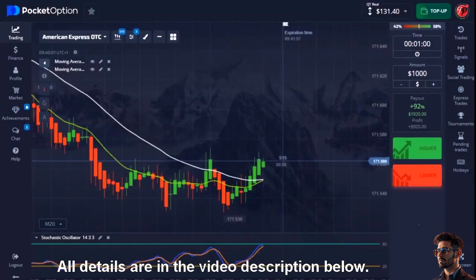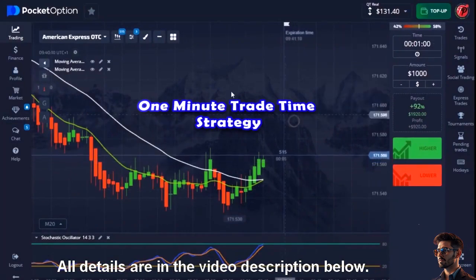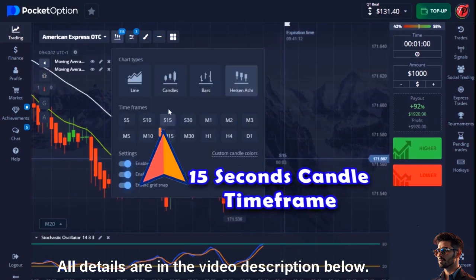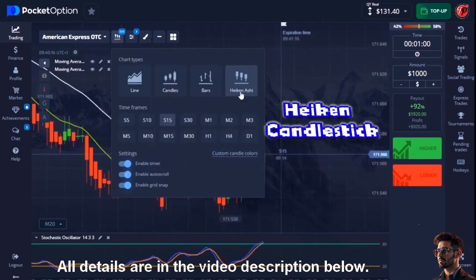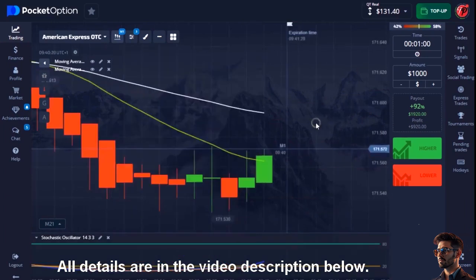This is actually a 1-minute trade time strategy, and of course on the chart here, make sure I use a 15-second candle time frame. I also use Heiken Ashi candlesticks. So that is pretty much the setting, guys.